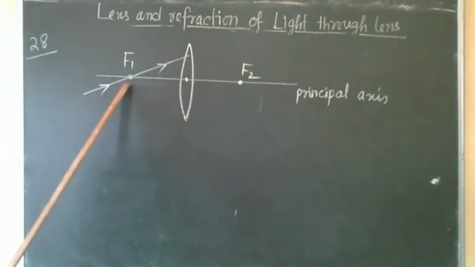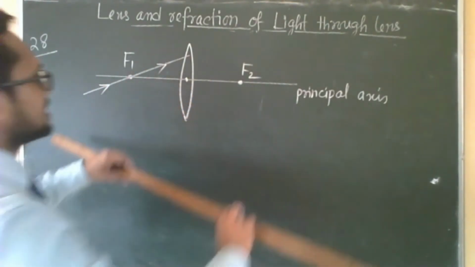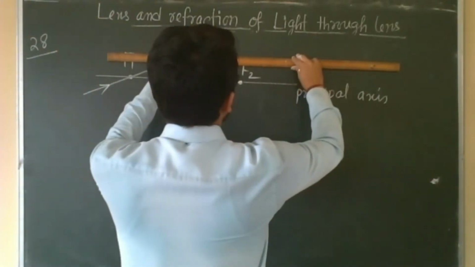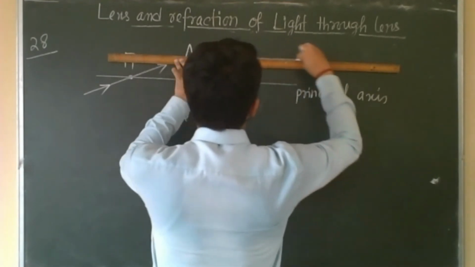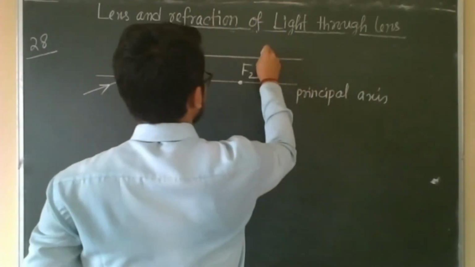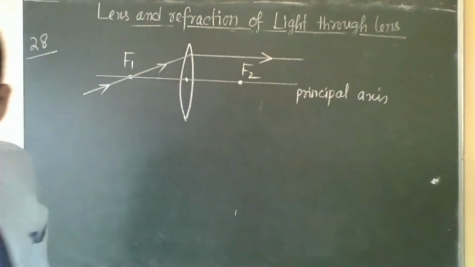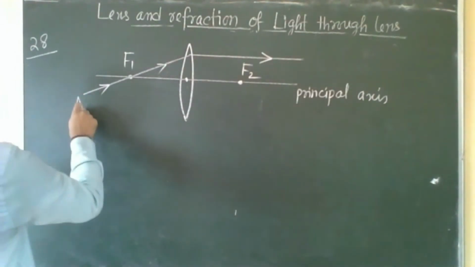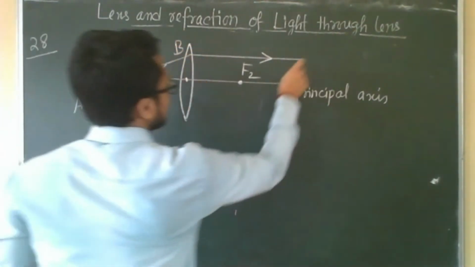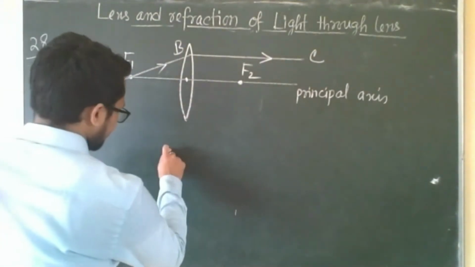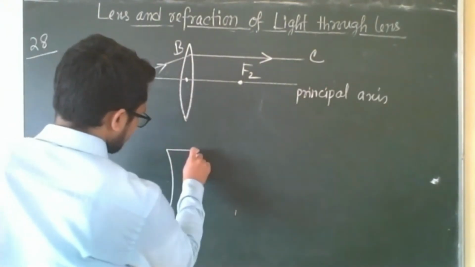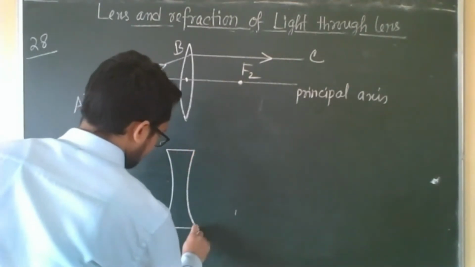So what happens if light is incident through the first focus? After refraction, it will be parallel to the principal axis. Give the name A, this is B, and this is C. In the same way, take the second ray diagram, that is the concave lens.